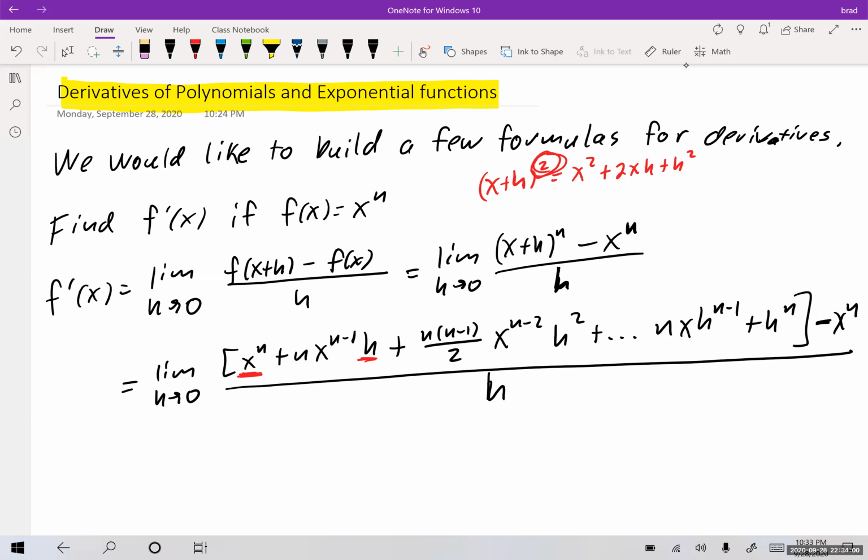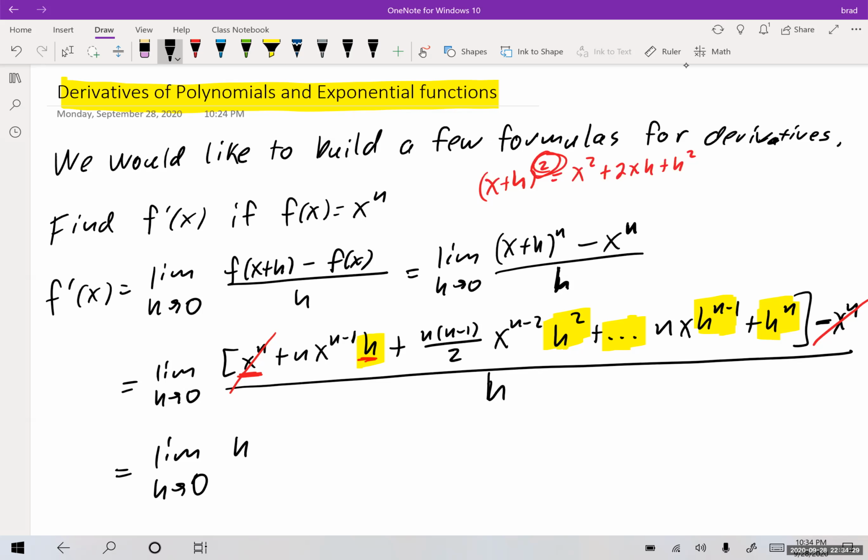So now we've got to do some cleanup. Notice this is positive x to the n, and this is minus x to the n. So those can cancel and become 0. Then I notice that every term has an h in it. The middle terms would have h's in them as well, just reduced powers of h. So what I'm going to do is factor out an h.